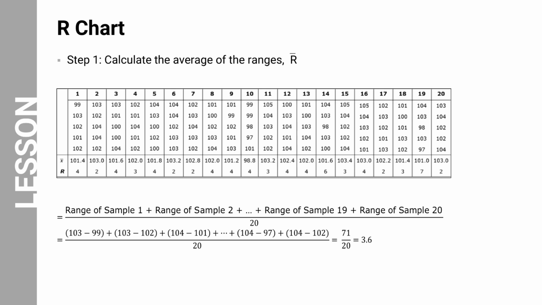Now, let us construct the R chart for this data. Step 1, calculate the center line for the R chart. The center line for the R chart is the average of the ranges. The average of the ranges was calculated in step 3 of the X-bar chart, and it is equal to 3.6.